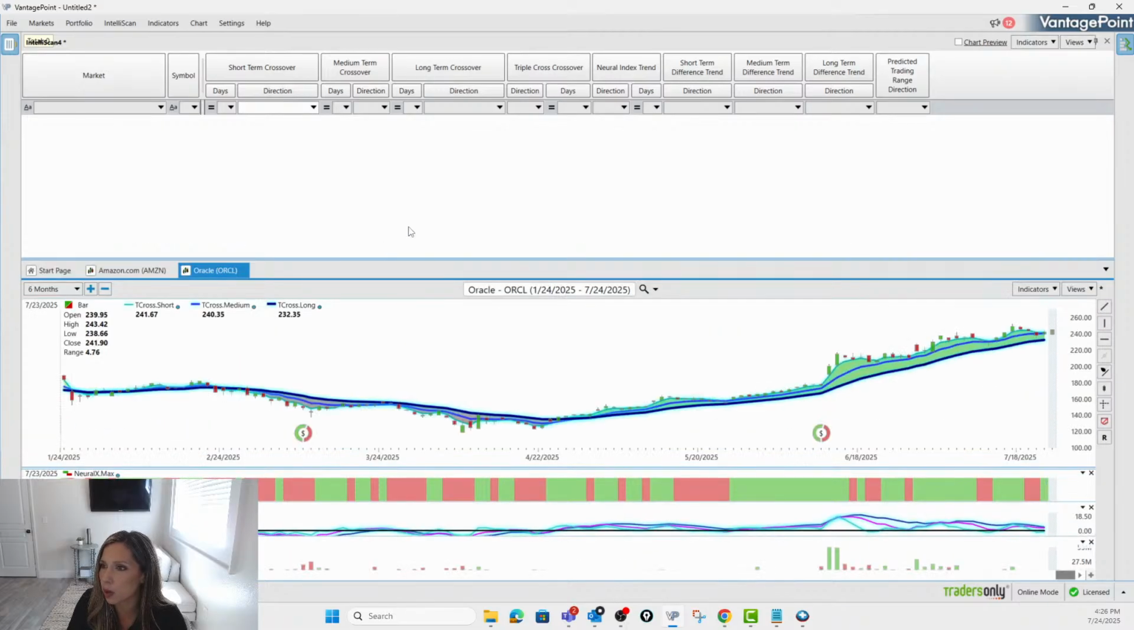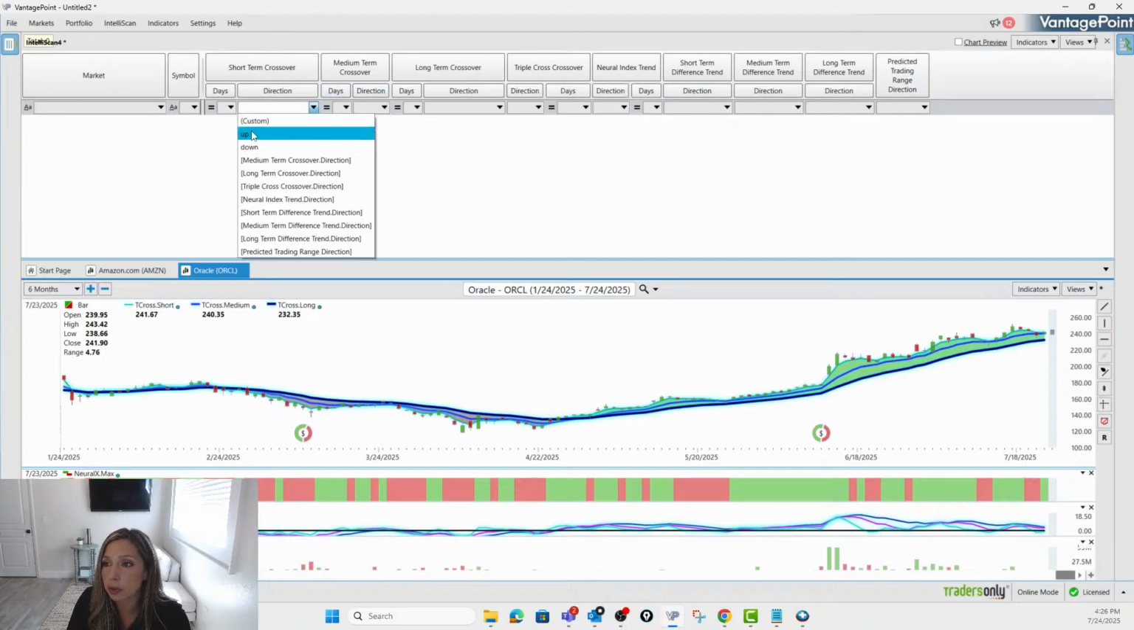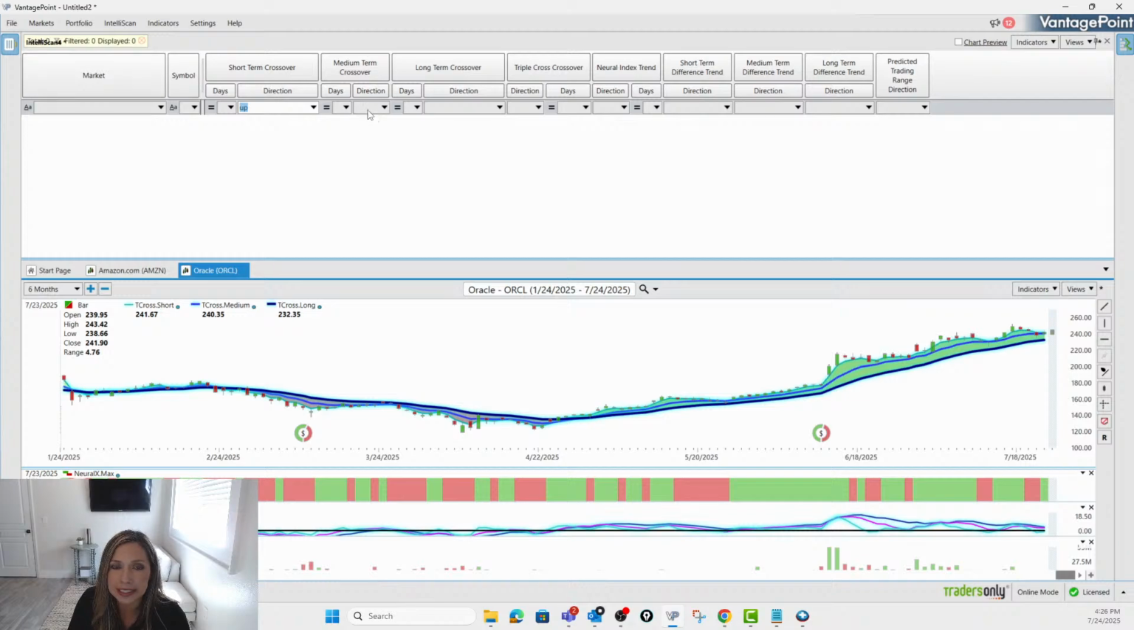Let's jump back to our scan now that you understand what each of these crossovers are in fact looking for. Now, here's the beautiful thing. VantagePoint's going to make it super simple. You can select up or you can select down for these indicators. So let's focus on our short and our medium term crossover.